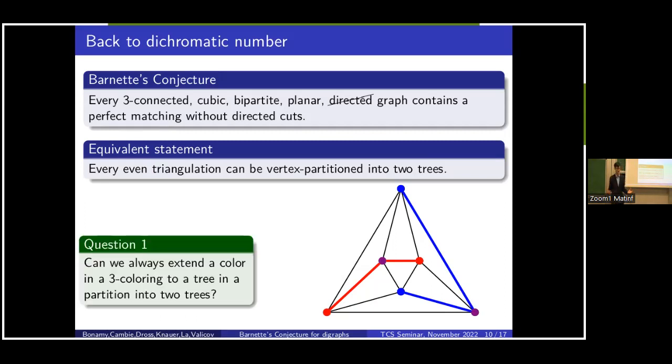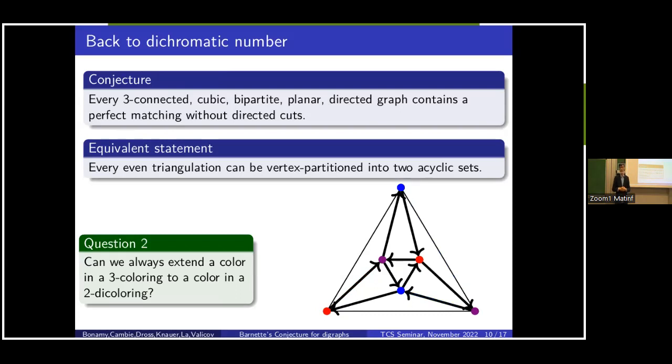Can we always extend a color class in a 3 coloring of an even triangulation to a tree in a Barnette's decomposition into 2 trees? And this even works in the directed setting because you just need to orient your gadget well to get the same type of property. So once again, if I orient my edges like this and glue all these triangles in every face of my directed graph that has this property, then I will once again obtain some infinite families of graphs with this same property.